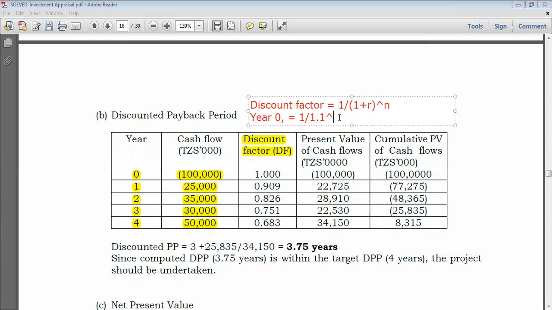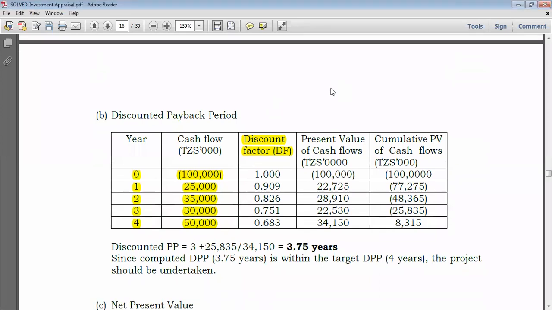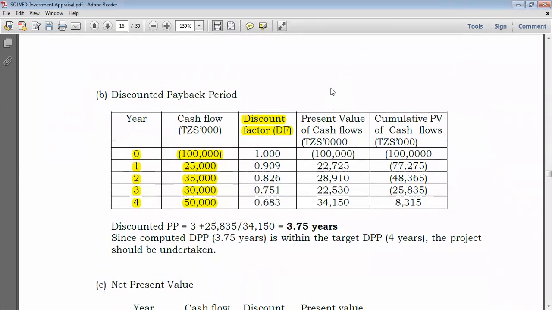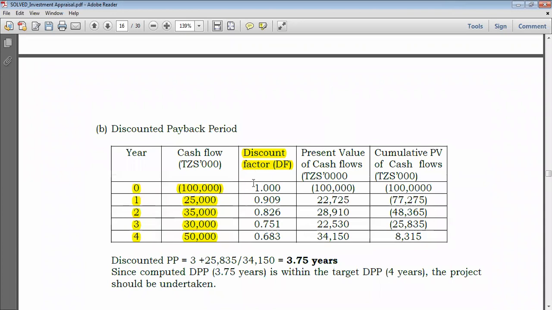For year 1, you put there 1, and then you would have 0.909. For year 2, you put 2, you'd have 0.826. For year 3, you put 3, you'd have 0.751. And for year 4, you'd put 4, ending up with 0.683. So that's what you have to do. You could just try it out on your calculator. Actually, I'll teach you later how to use the calculator to make matters much simpler. So this will be the discount factor for year 1.